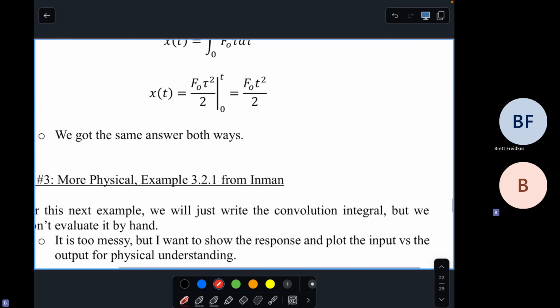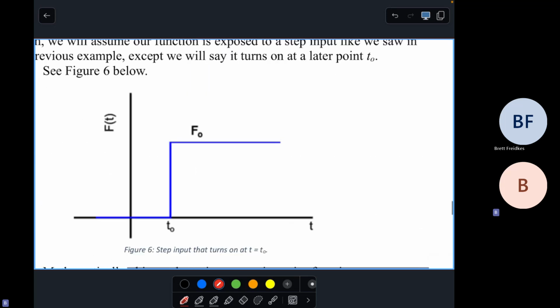Again, all that math is there. I do a more physical example where we still have the step function. The only difference is that it is delayed by some amount t naught, which means that nothing happens until t naught. The mass is just sitting. Then at t naught, it's pulled to f naught.